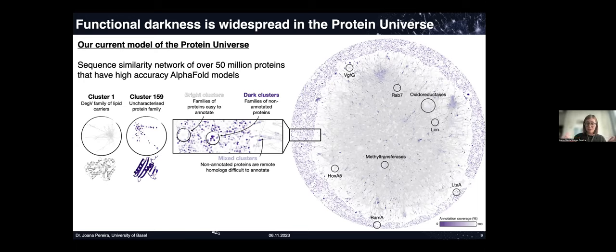Still pretty large, and the largest ever set used to construct such a network. So it's still the largest that we're able to construct. But we have to bear in mind this only corresponds to about 10%, 15% of all the proteins.